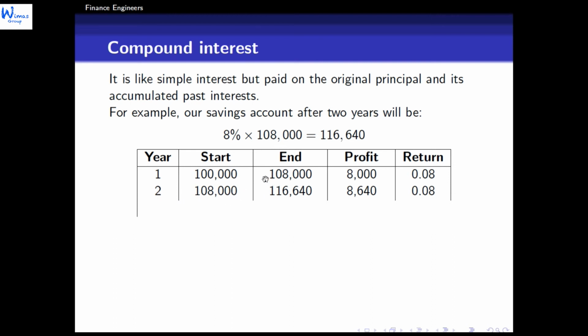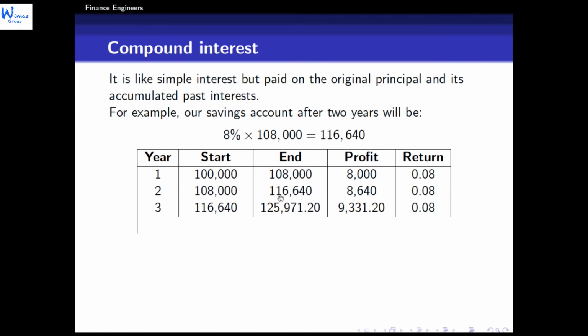Why is this? It's because now when we are starting the second year, it's like we are starting a new year, but without starting from 100,000. Now we are starting with 108,000, which is the initial and its corresponding interest from the first year, and we are going to end up with this profit. Now you see it is more than 8,000.